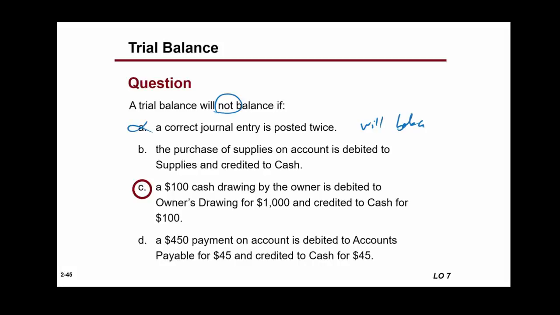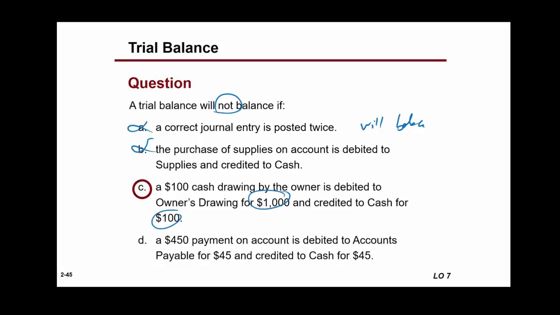You did debit and credit the same amount, however, they went on to a different account, right? So this one is also not correct. A $100 cash drawing by the owner is debited to owner's drawing for $1,000 and credited to cash for $100. There's a difference between the numbers that were debited and credited. This is why this one will not balance.